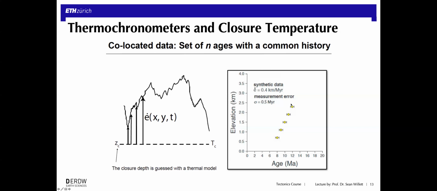Now that's a linear relationship, and the slope on that line is in fact the rate of exhumation. So if that rate of exhumation is related, for example, to the rate of slip on a fault that's bringing this rock up to the surface, this is giving us slip information on that faulting system.